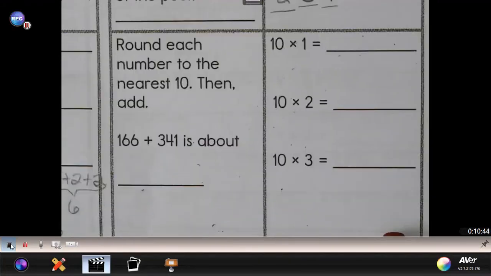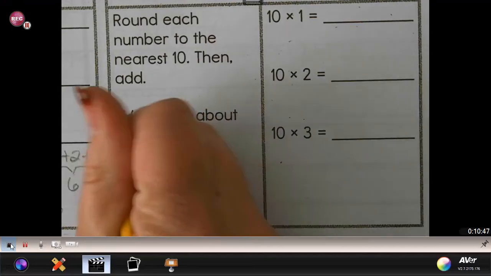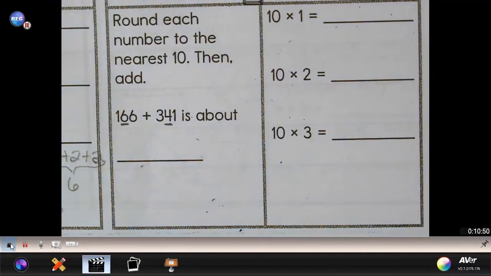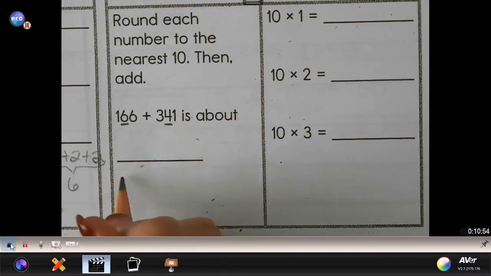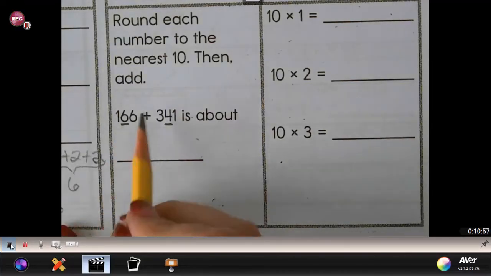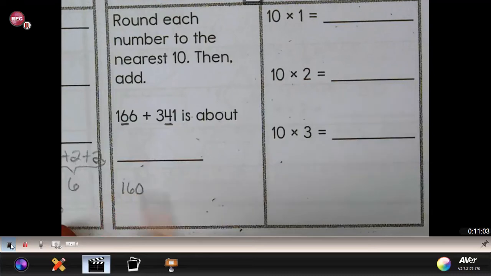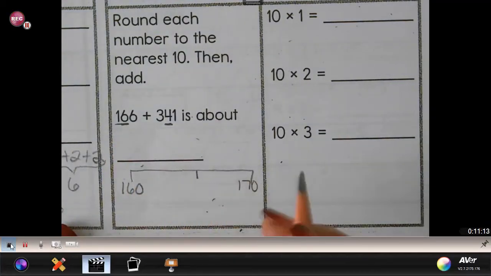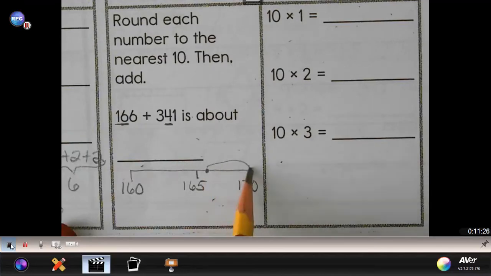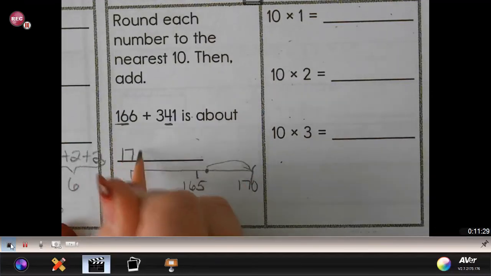The next problem is asking us to round to the closest 10. So I know my tens place is right here. And so when I round to the closest 10, I have to first decide what two tens 166 falls between. So I know it's going to be between 160 and the next 10 would be 170 because I have 160 right here. So again, remind yourself that in the middle of every group of tens is 5. So I have 165 in the middle. 166 is right after 165. So this tells me I'm going to round up to 170.